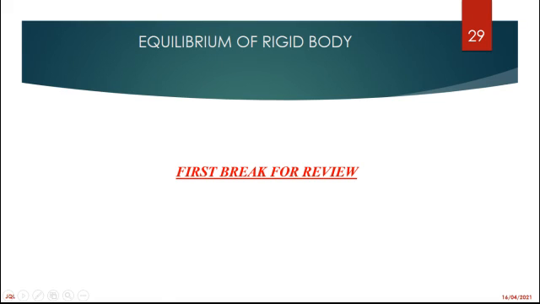I welcome you back to our second part of our lecture A05, where we are looking at equilibrium of rigid bodies. In the first part, we looked at the support reactions and also the steps on how to draw a free body diagram.